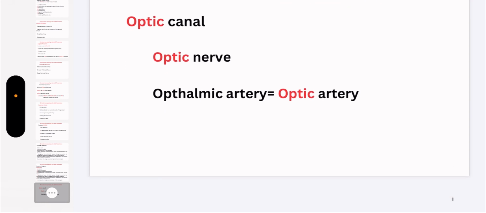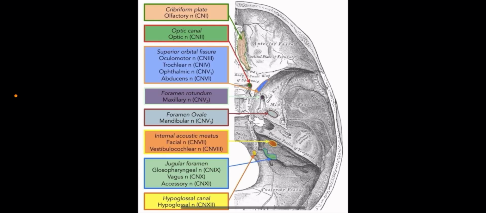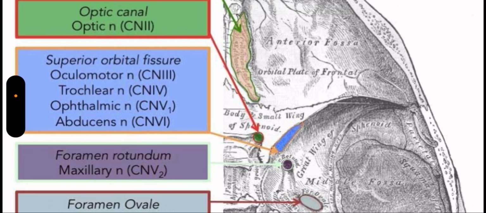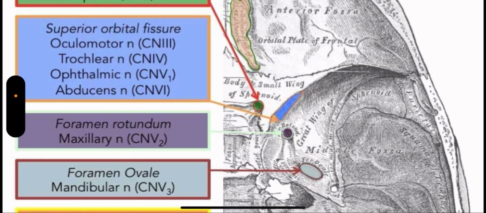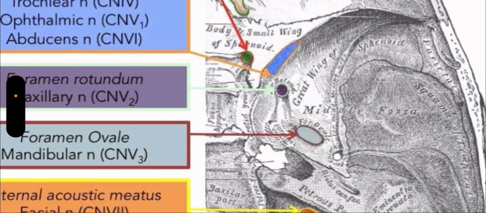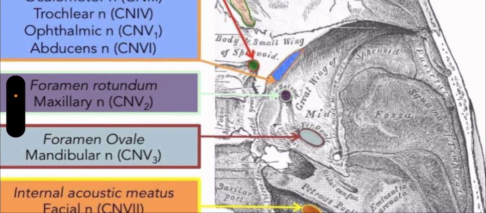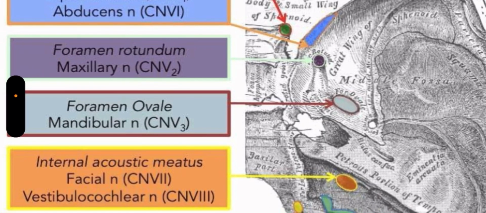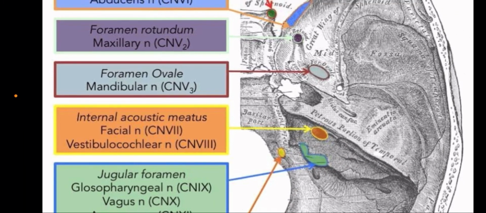I'm going to show you the pictures of these foramina. As you can see here, this is the optic canal. Just on the side is the superior orbital fissure. Then you have foramen rotundum here, which we spoke about in the last video. Make sure to check that video. I'm going to link the video. It will appear on the top of the screen.